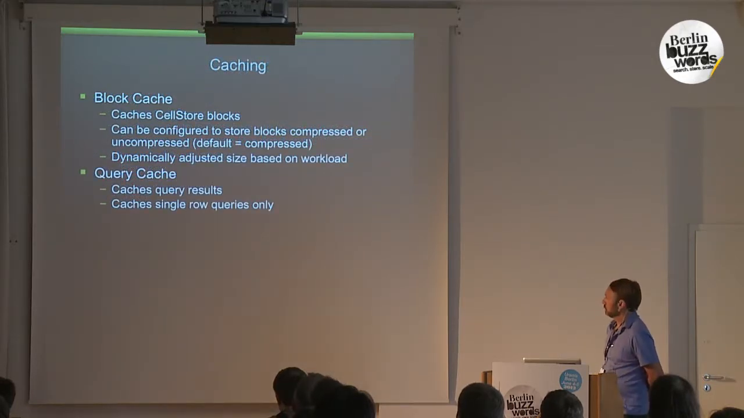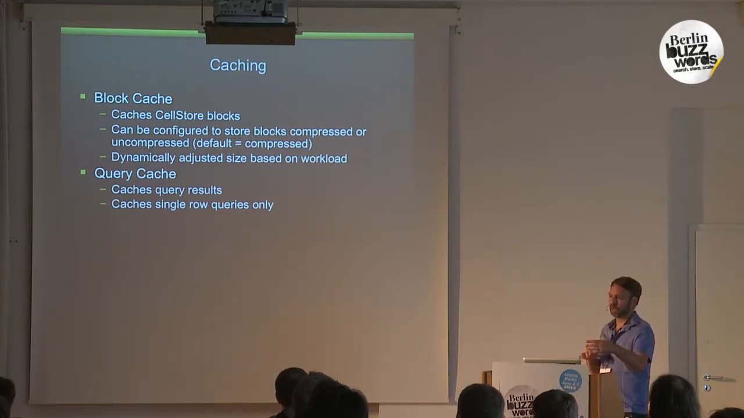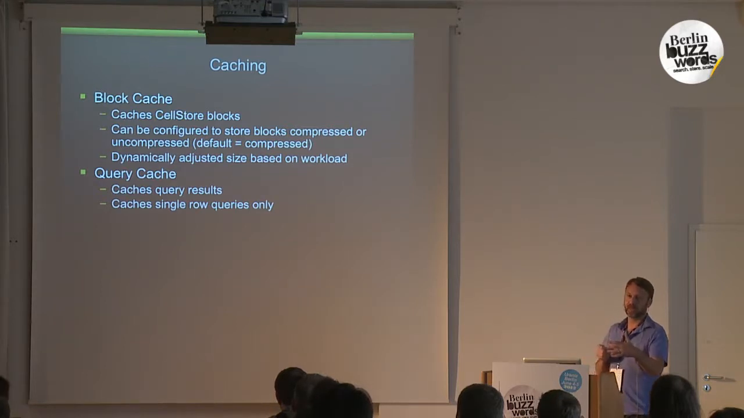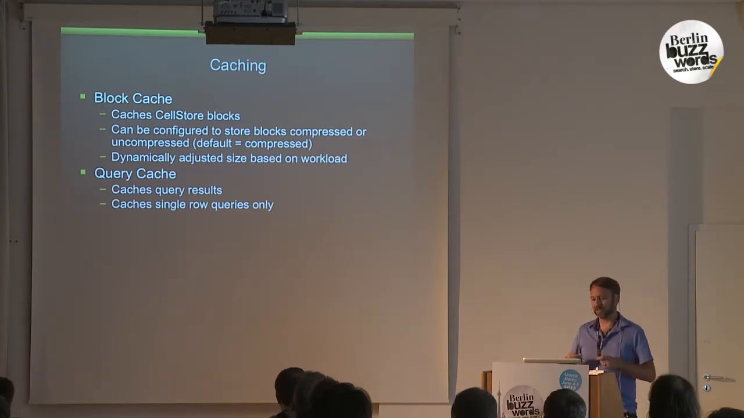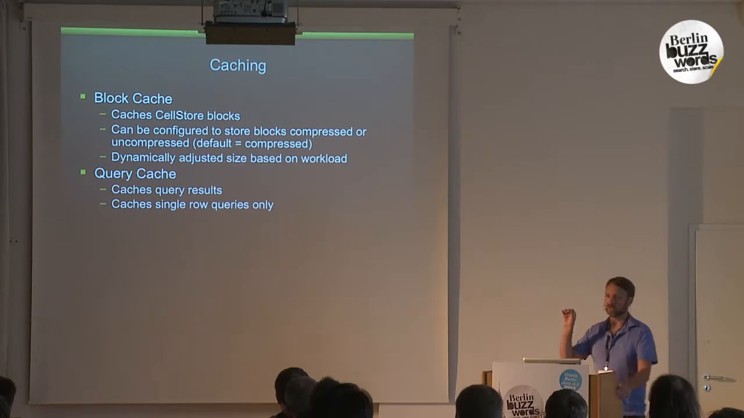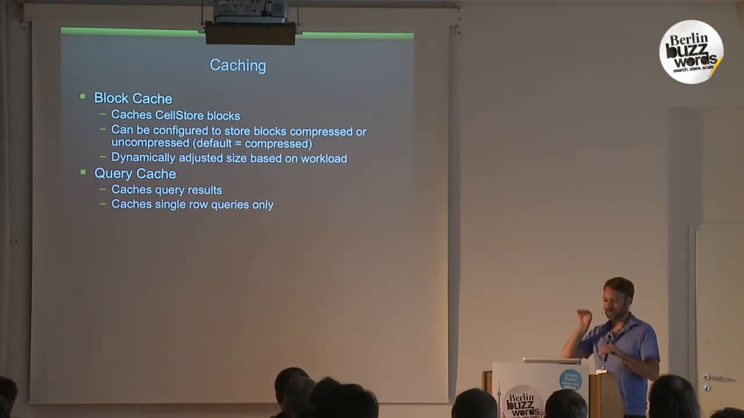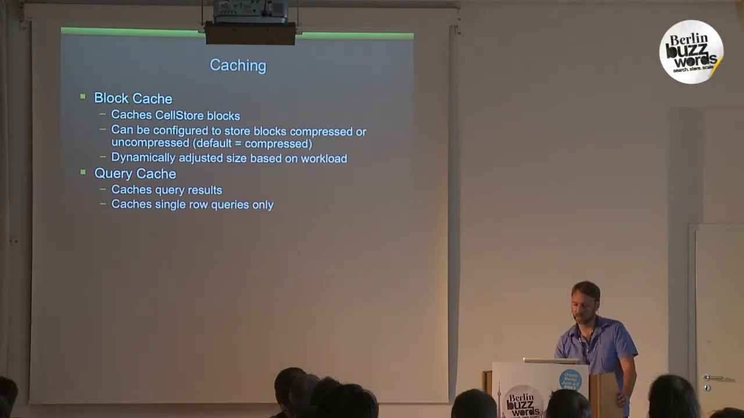Okay, so in Hypertable, there are several layers of caching. There's a block cache, so all data that goes into the system gets compressed and written out into these cell store files, which are equivalent to the SSTable files in the Bigtable paper. They're essentially compressed blocks of key value pairs, and so the system has a block cache to cache those in memory. It also has a query cache, which caches the result for single row queries. So range queries, it doesn't cache, just if you're searching for a specific row.